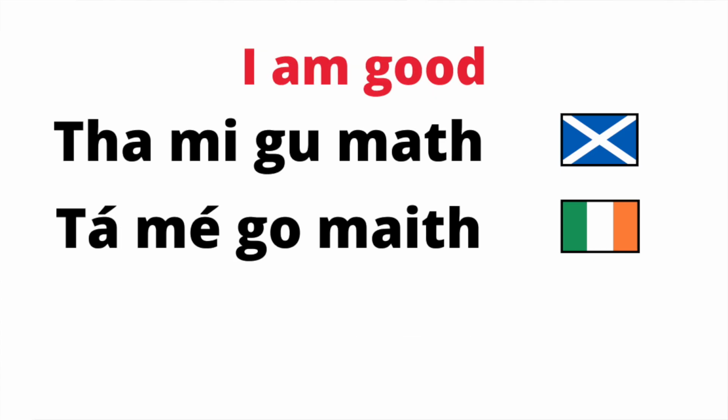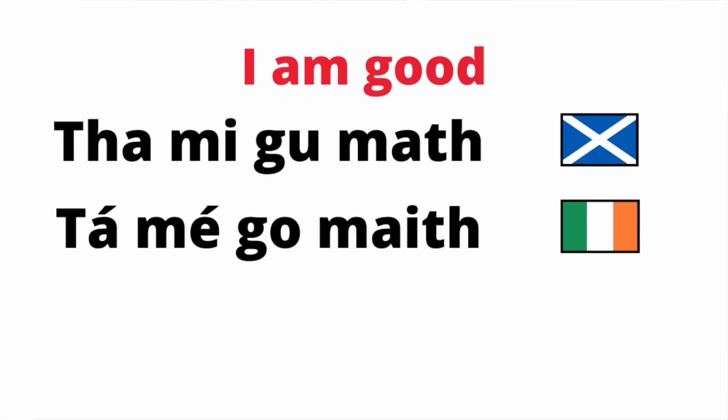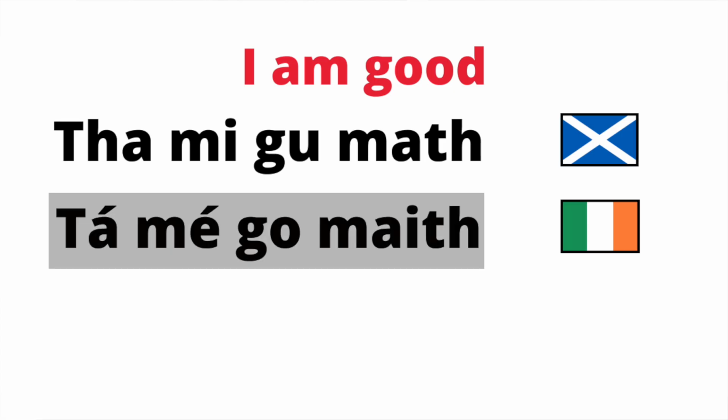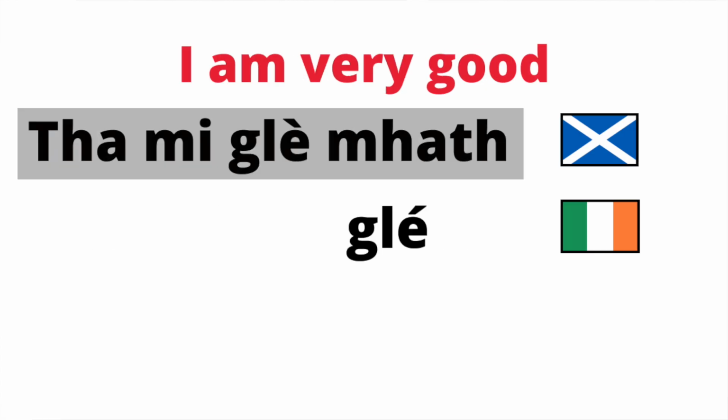Let's look at an answer to the question how are you. In Scottish Gaelic, Tha mi math. That means I am good or I am fine. In Irish, Tá mé go maith. So again, they look very, very similar there, as you can see. If you wanted to say I am very good or I am doing fantastic, in Scottish Gaelic you could say this, Tha mi glè mhath.